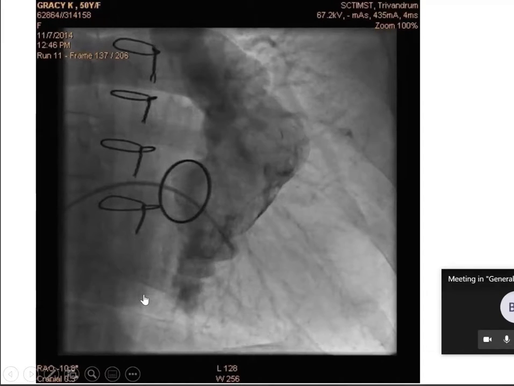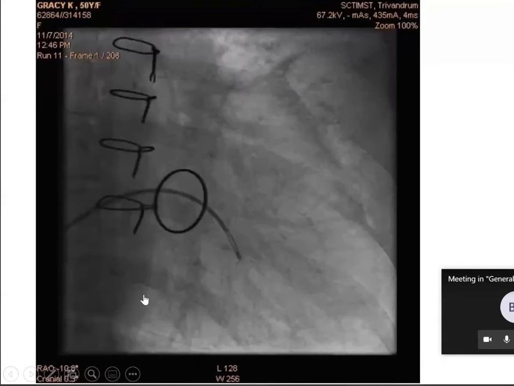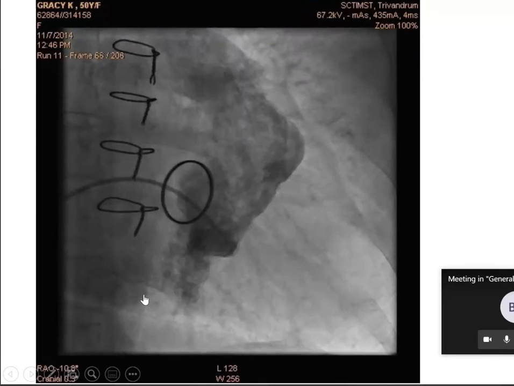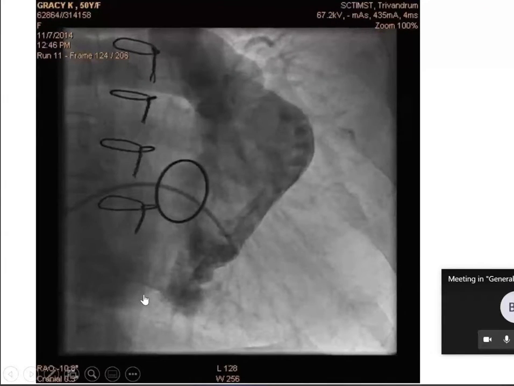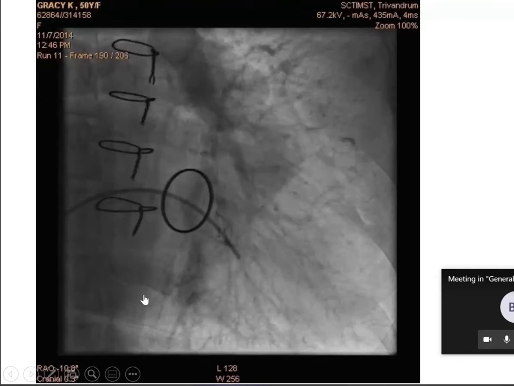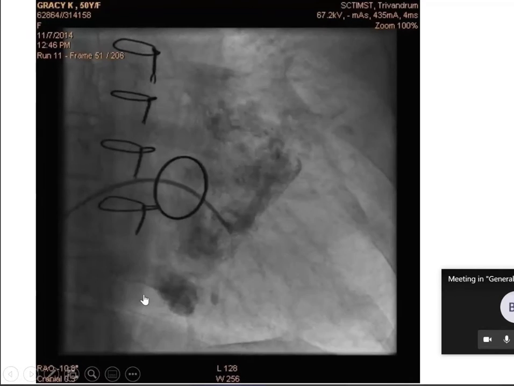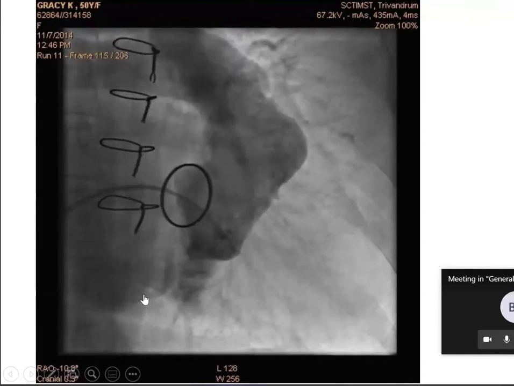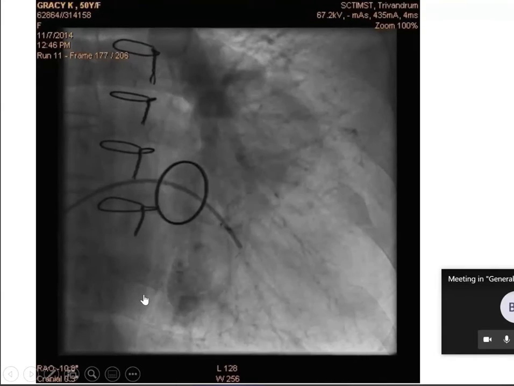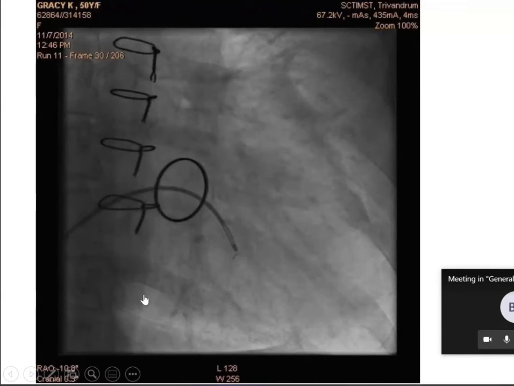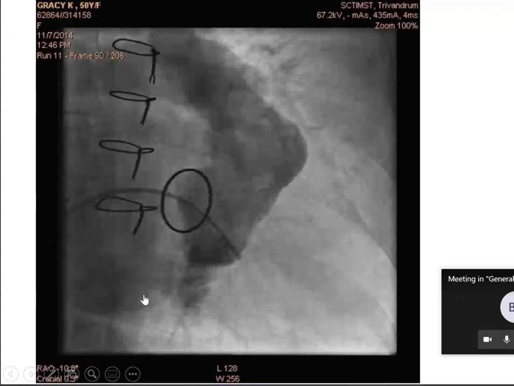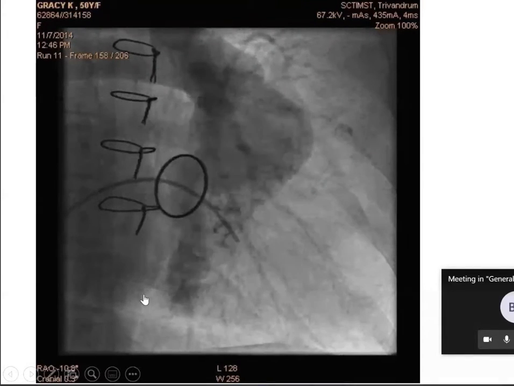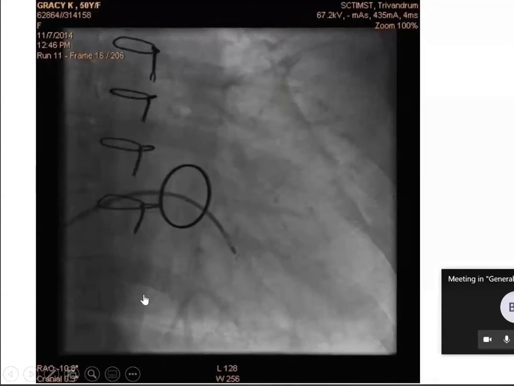What is happening to the RV? Is it similar to the previous case? Yes, sir. Trabeculations are lost, sir. No trabeculations, and the apical part and muscular part are not properly visualized. Okay, so the apical part is probably obliterated. So you said it is a tricuspid ring.